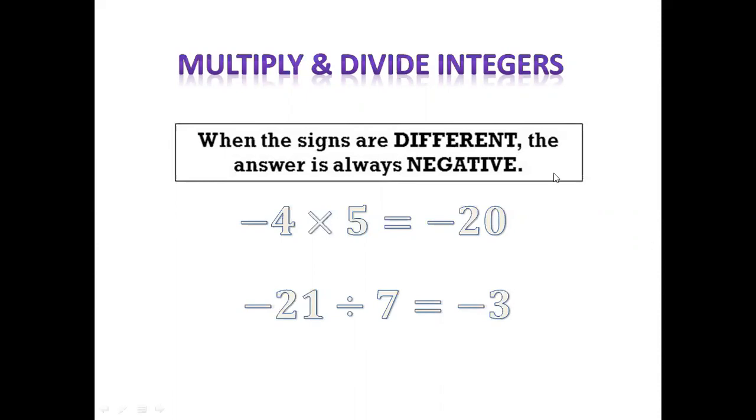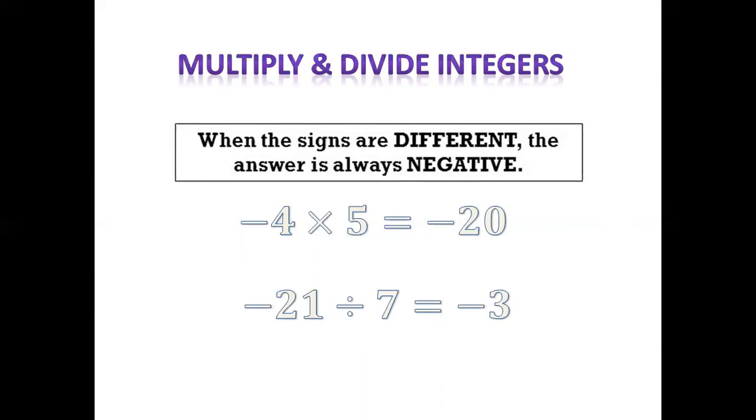When the signs are different, the answer is always negative. So when you are multiplying or dividing two numbers that have two different signs, for example, this is -4 and this +5, if both of them have two different number signs, that means the answer you will get is going to be a negative as well. No matter which number has a negative or a positive, if the signs are different and you're multiplying or dividing, the answer finally you're going to get is going to be a negative number.